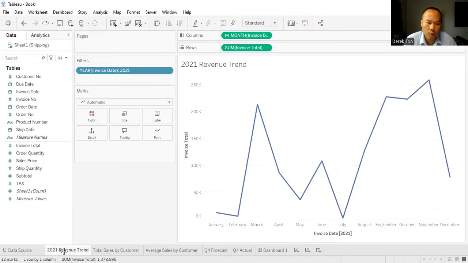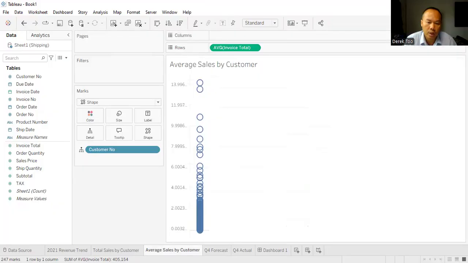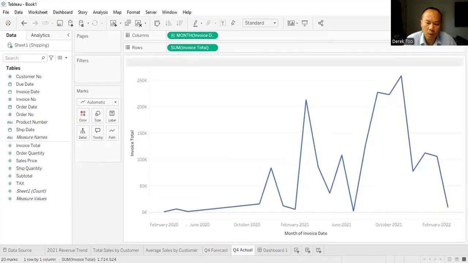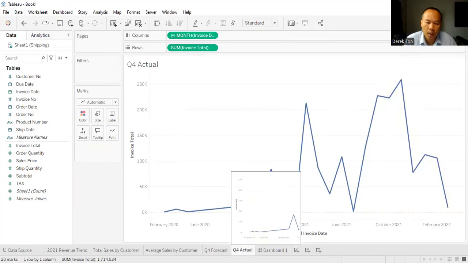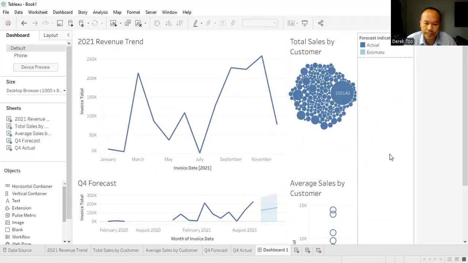These are the dashboards, and there are five of them, all for the year 2021. The first one is revenue trend. The second one is total sales by customer. The third one is average sales by customer. The fourth one is Q4 forecast. The fifth one is Q4 actual. And then the last one is the dashboard that includes all of them together.